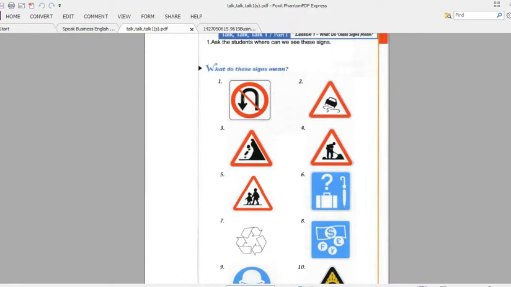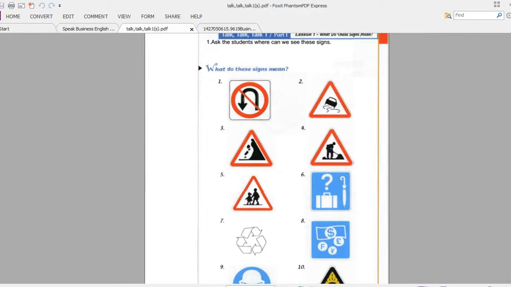But usually you have to ask your student to add more information about their answers. So they can talk about where we can usually see this, and what the do's and don'ts are when we see this sign, and then you can give them follow-up questions so that they can express their ideas more and you can have a smooth conversation with your students.